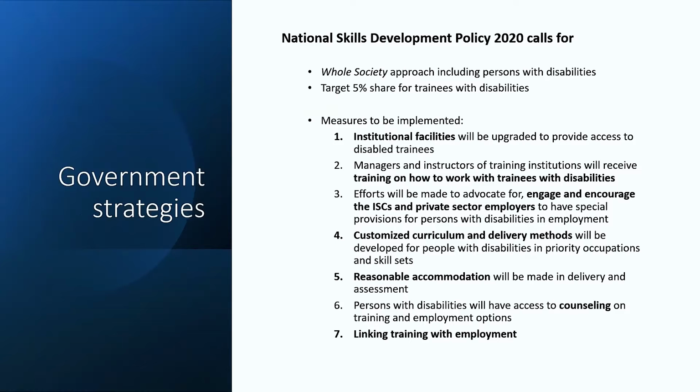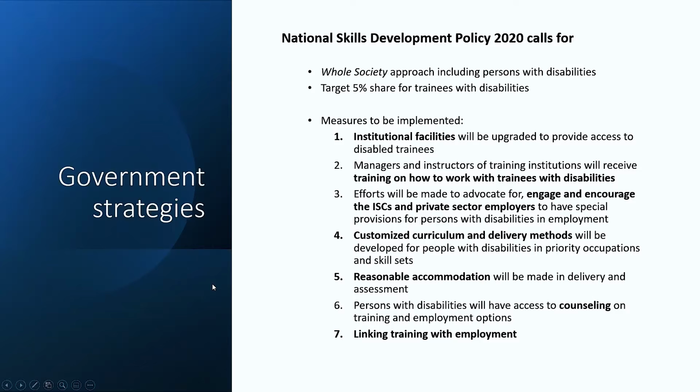Right. But as far as government policy is concerned, the inclusiveness agenda is quite prominently highlighted, including inclusiveness for persons with disabilities. The National Skills Development Policy 2020, which still is in a draft state, calls for a whole society approach. That means they want to address the skills development needs of people from all walks of life and people with different needs. It is the government's target to allocate at least 5% of the intake capacity to trainees with disabilities. They are nowhere close to actually meeting this target, but the government has this target.